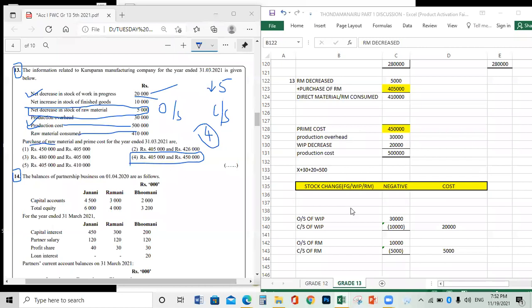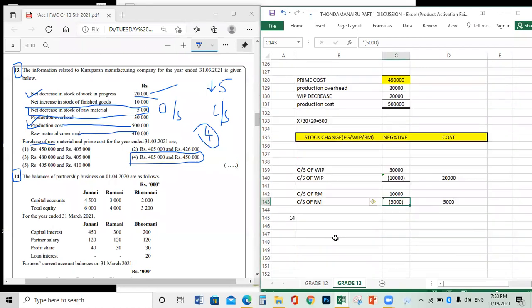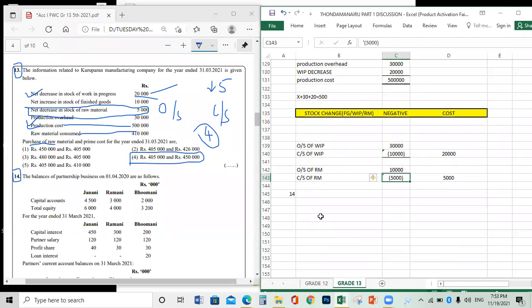Now, shall we go to the next one, guys? Let's go to question number 14. Is there anyone who is still writing, or can I go to question 14? That is partnerships. Okay, so question number 14.